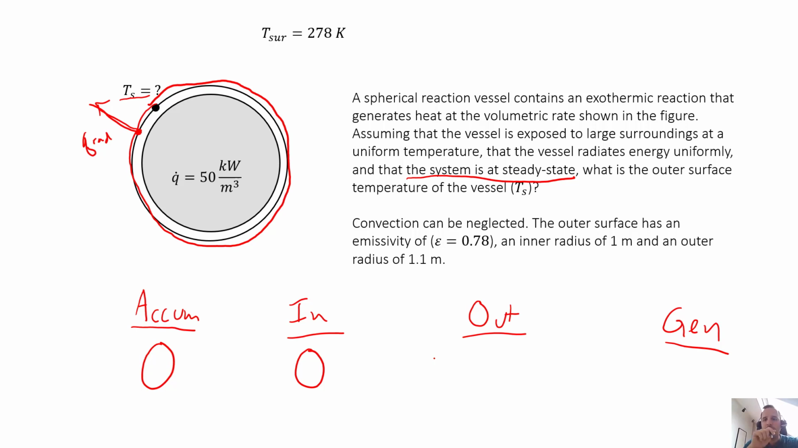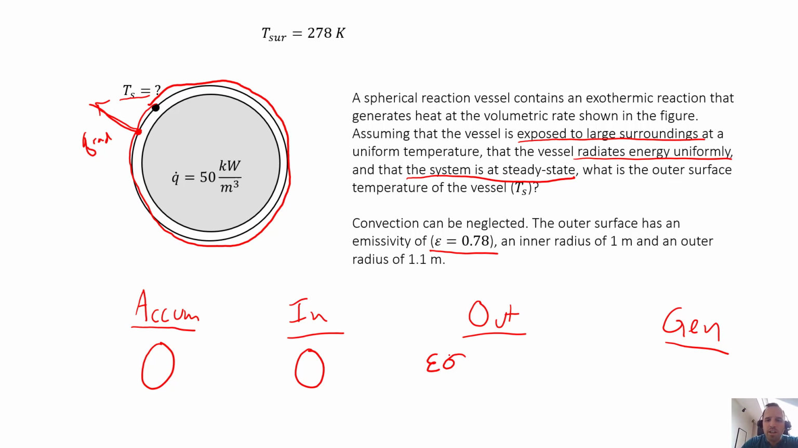And notice that we have a vessel exposed to large surroundings and everything is happening uniformly, so we can use that simplified version of the Stefan-Boltzmann Law, which tells us that energy leaves by radiation according to the emissivity of the outer surface, which we know, sigma, which is the Stefan-Boltzmann constant. That's not here, but that's something you could Google or look up in your textbook.